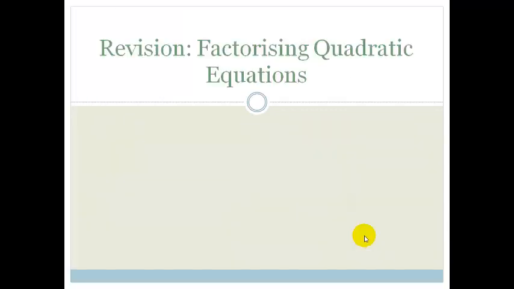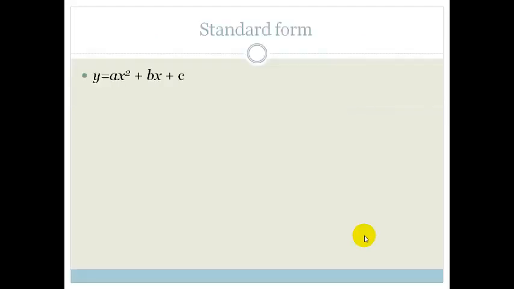In this first lesson, we're just going to be revising your factorising of quadratic equations, something you learned in grade 9 and grade 10. But I need you to be perfectly good at doing this before we move on. So first of all, just remember that the standard form of a quadratic equation is y is equal to ax squared plus bx plus c. Now let's look at a little video explaining how to factorize it.